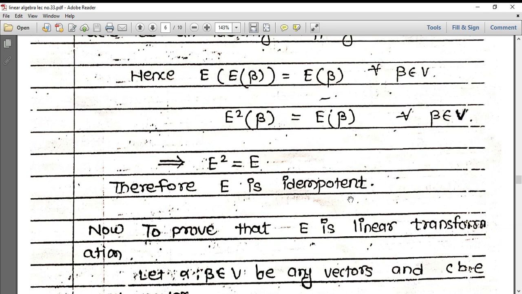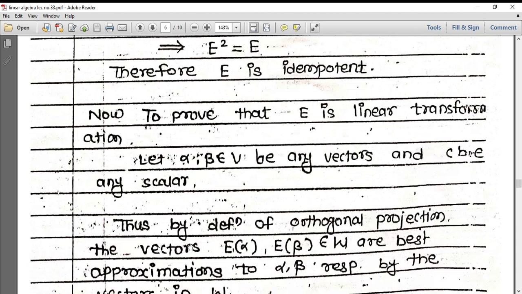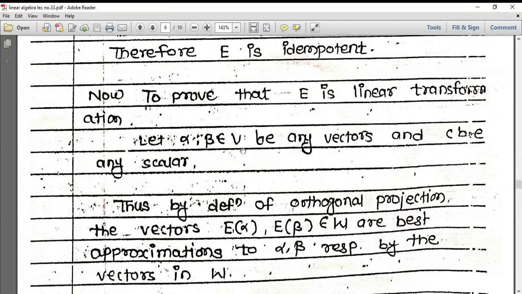Now we have to prove that E is a linear transformation. Here we proved that E is idempotent. Now to prove that E is a linear transformation, let alpha, beta belong to V be any vectors and C be any scalar.